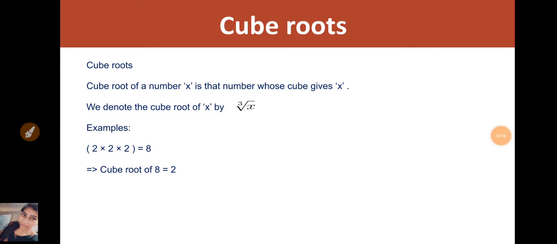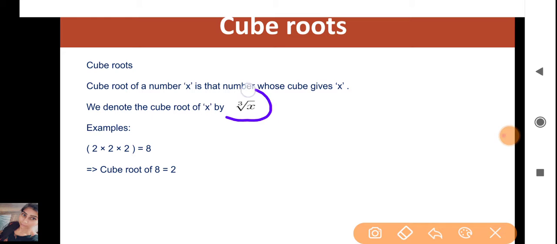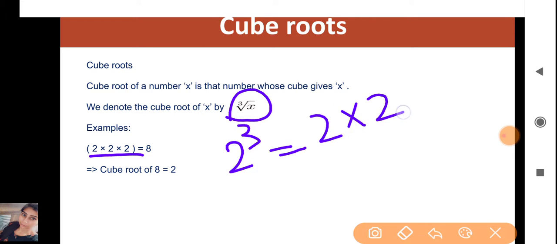Cube root of a number x is that number whose cube gives us x. So when we are finding the cube root of a number, that number should give the value the cube of x. Let us see this. Cube root of x will be denoted like this, and we read this as cube root of x. As you can see, if you're finding 2 cube, this has to be written as 2 multiply 2 multiply 2, and this is 8. So we read this as cube of 2 is 8.